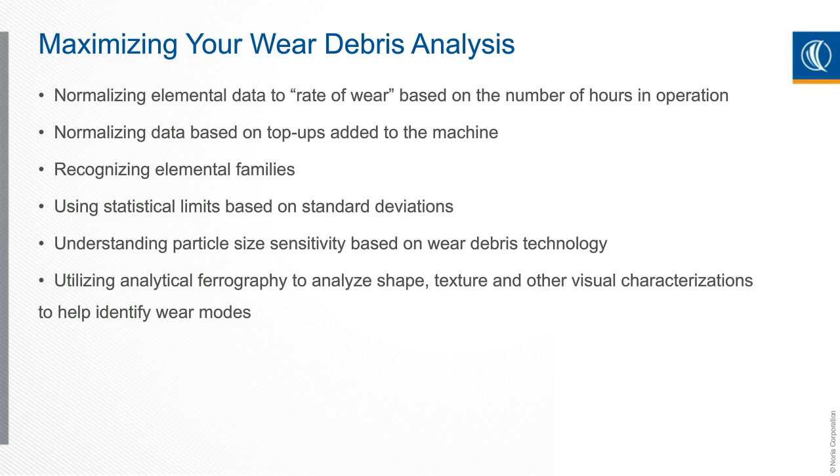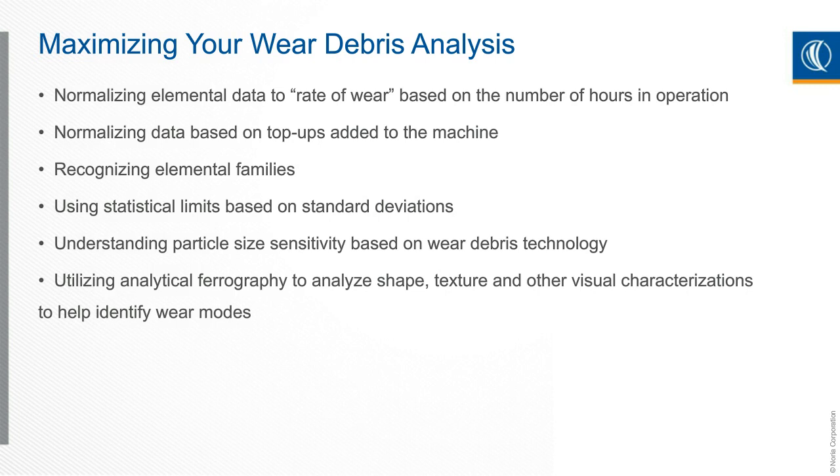There's all types of techniques, such as normalizing elemental data to rate of wear based on the number of hours of operation. This is something that's a little more advanced, and it will take time to make sure you can properly create your trend graphs to reflect that. Also, changing or normalizing your data based on the top-ups added to the machine. Sometimes your oil analysis laboratory will be able to make these changes to your trends if you provide the right data. So it's very important to let the laboratory know what's happening.